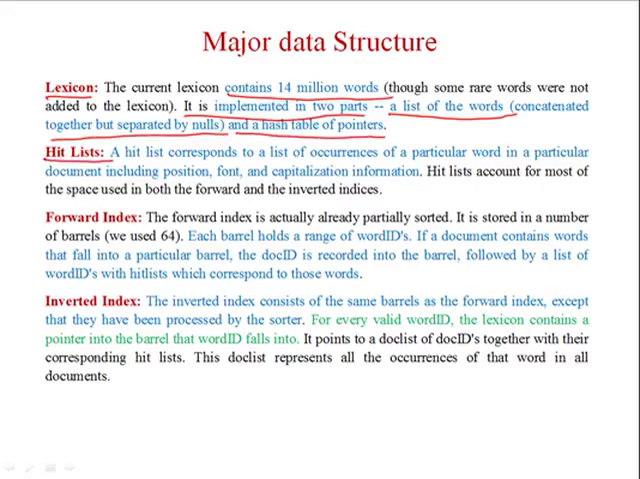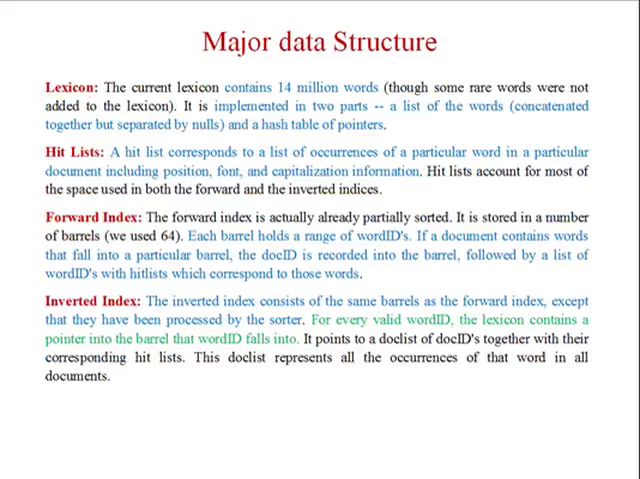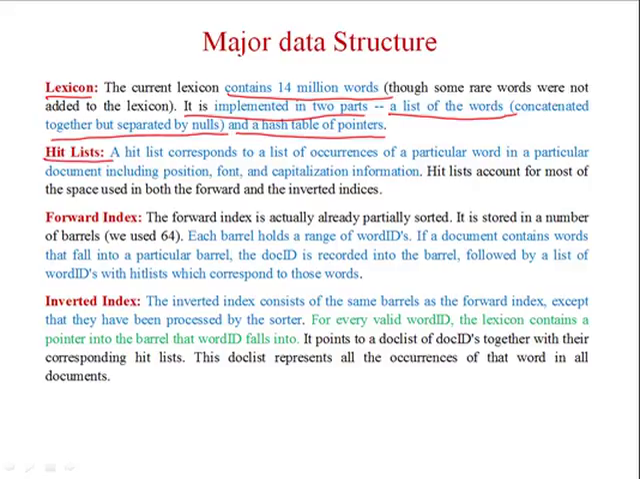Next is hit lists. A hit list corresponds to a list of occurrences of a particular word in a particular document, including position, font, and capitalization information. Hit lists account for most of the space used in both the forward and inverted indexes. Forward indexes and inverted indexes.